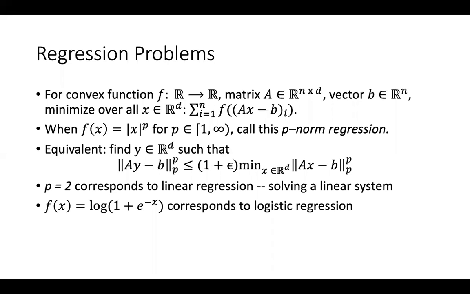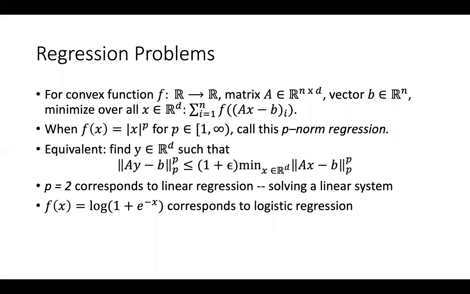So there's a lot of natural examples. When f of x is a pth power, for example, absolute value of x to the p, where p is in 1 to infinity, we call this p-norm regression. An equivalent version is to find a vector y in R^d such that the p-norm of Ay minus b is at most 1 plus epsilon times the minimum over all x of the p-norm of Ax minus b. That would be computing an epsilon approximate minimizer to the p-norm regression problem.